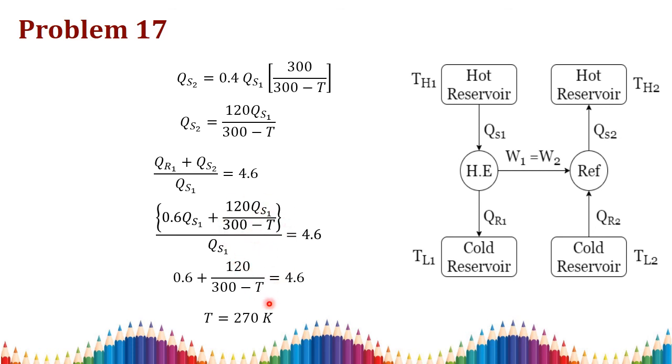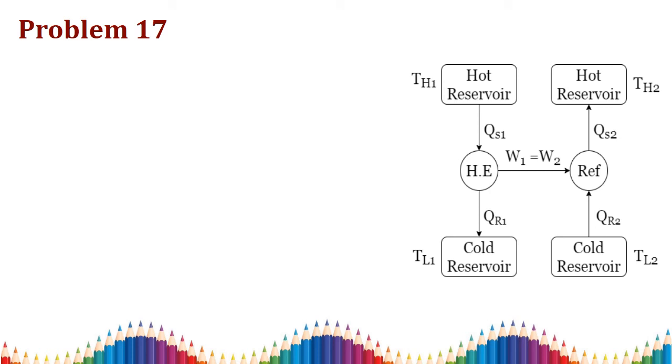From this relation we can find the temperature of the cold reservoir as 270 Kelvin. So as a result, the value of T, that is the lower temperature reservoir for the refrigerator, is 270 Kelvin. Thank you.